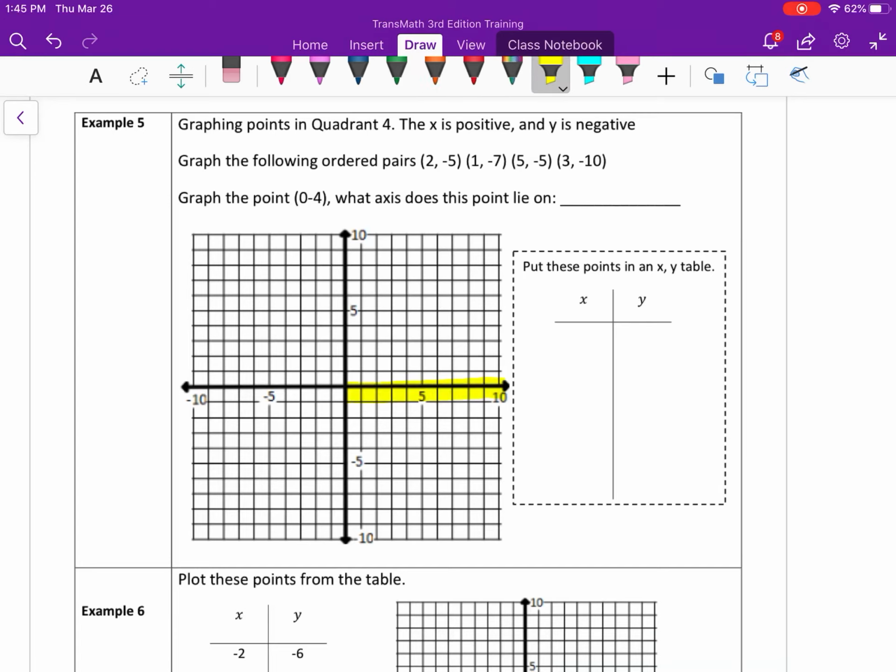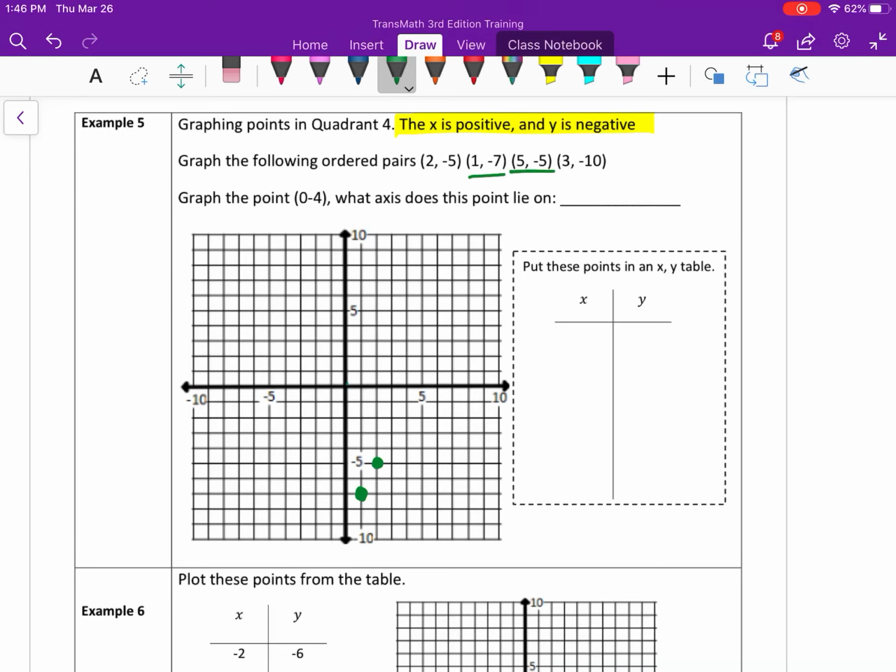These ones, the x is positive, but the y coordinate is negative in the fourth quadrant. So the first coordinate is positive and the second coordinate is negative. So 2, negative 5 means you go to the right 2, and then you go down 5. So 2, negative 5 would be right there. Next point was 1, negative 7. So positive 1 and then down to negative 7. So over to the right 1, then down 7.